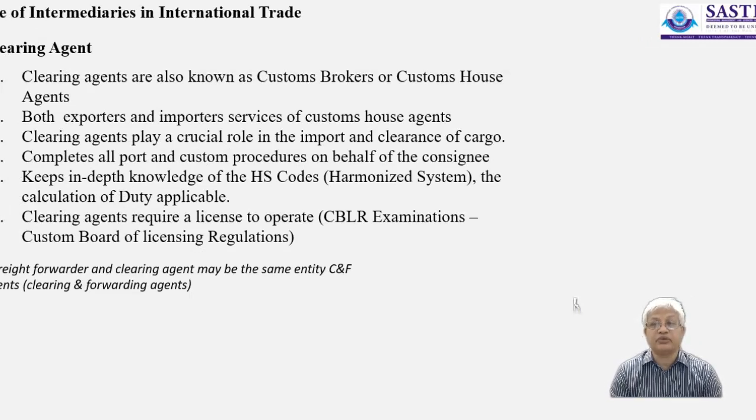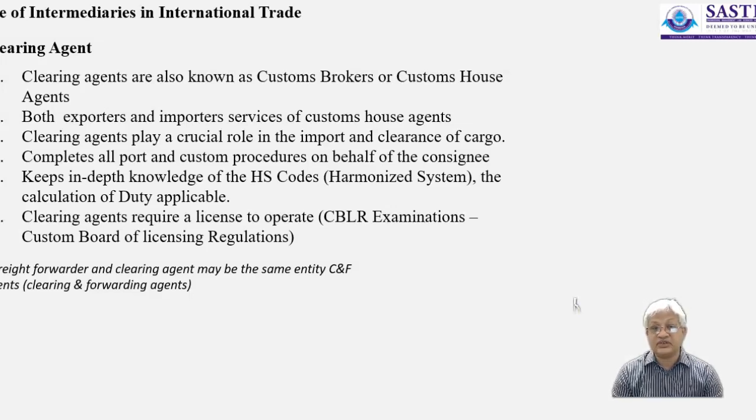Next comes what we call a clearing agent. So, one intermediary is a freight forwarder, the other intermediary is a clearing agent. If you combine them together, we call them a CNF agent. So, we'll discuss first what is a clearing agent and then see what CNF means. A clearing agent is also known as a customs broker or customs house agent. Well, they are a very distinct unit. They are very important entities.